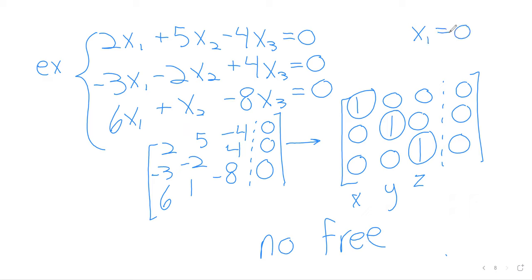The second row says x2 equals 0. The third row says x3 equals 0. And this is the trivial solution. So we didn't really need a theorem to tell us there was only the trivial solution. We just solved the system of linear equations, and the solution we got was the trivial solution.